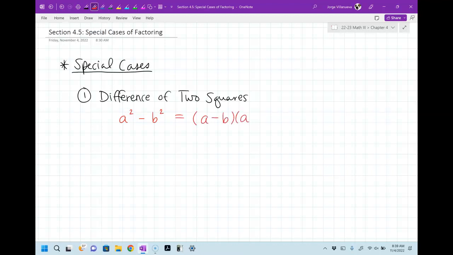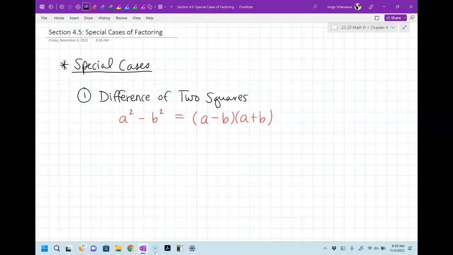Okay, so I'll walk you through this. It's one of the easier ways to factor, but it only applies when you have a difference, so a subtraction, of two things that can be squared. Okay? So if you have a difference of two things that can be squared, then you can do this really quick one-step process and you're done factoring. So difference of two squares is kind of nice.